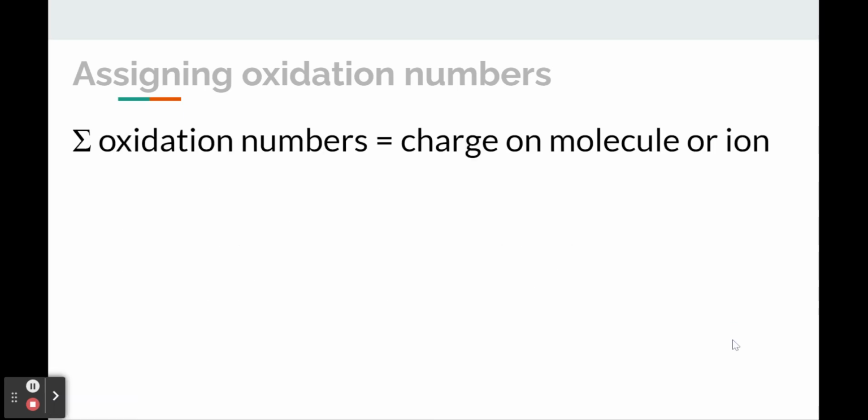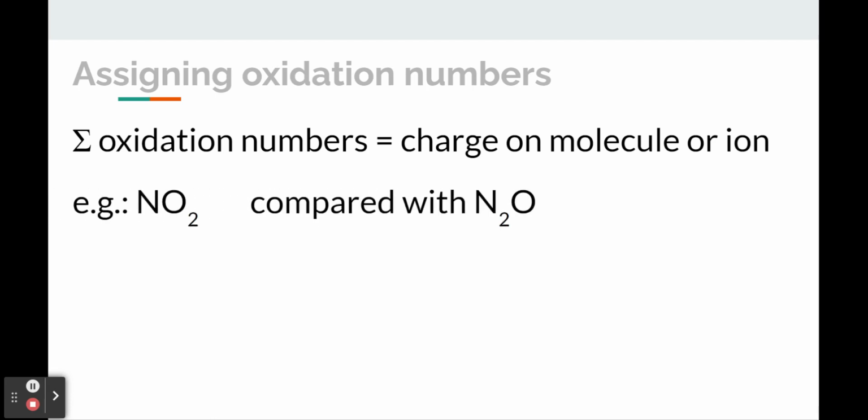Another rule of thumb is that oxidation numbers, when they're added all up, will equal the charge on the molecule or the ion. The charge on the molecule is 0, so that means when you add up all the oxidation numbers, they have to add up to 0. And if you have a polyatomic ion, if it has a 2 minus charge, then all of the oxidation numbers have to add up to 2 minus. Or if it's a 1 plus, let's say, then all of the oxidation numbers have to add up to a 1 plus. So this we can use to figure out the oxidation number of things that we don't have a rule of thumb for. So here's an example.